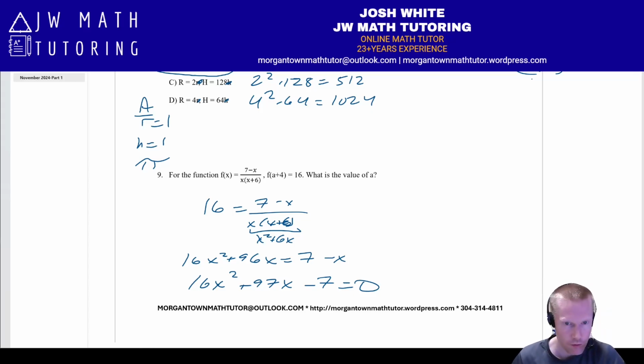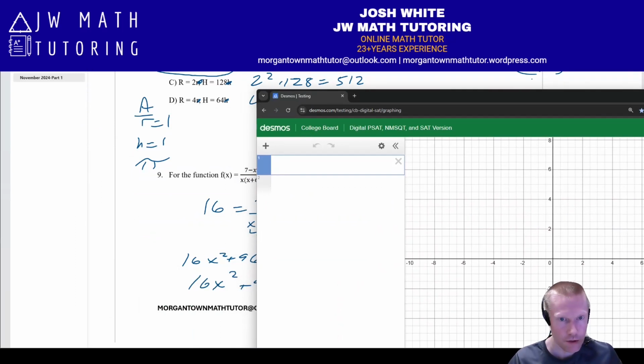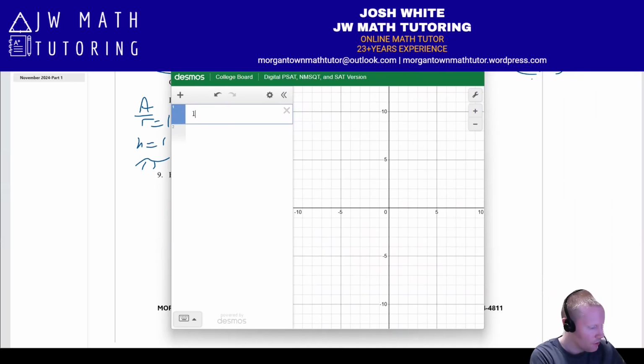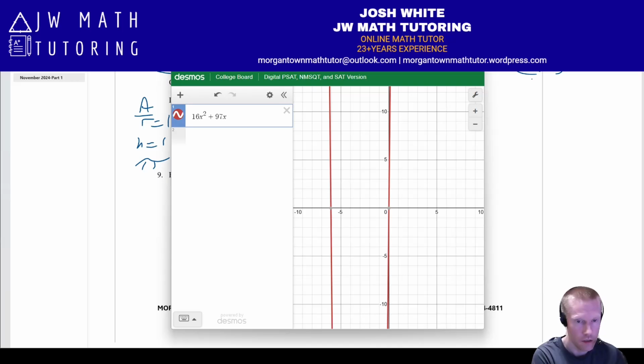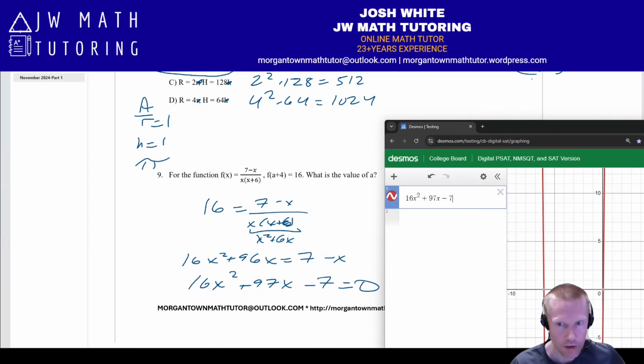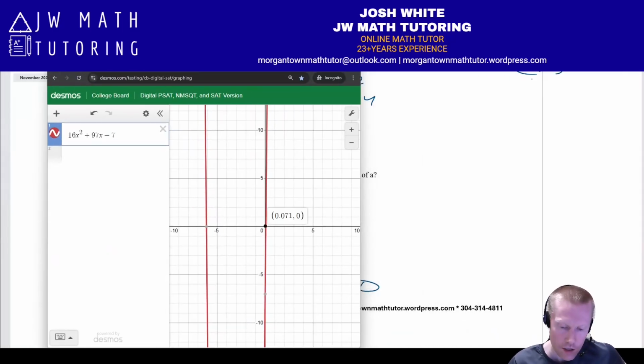Now, this will not factor, so you're going to have to solve this either by using the quadratic formula or by going to Desmos. So if you go into Desmos, you can type the whole thing out. Just make sure we got that right. 16x squared plus 97x minus 7. Okay, so now the two values of x that we get are 0.071 and negative 6.134.